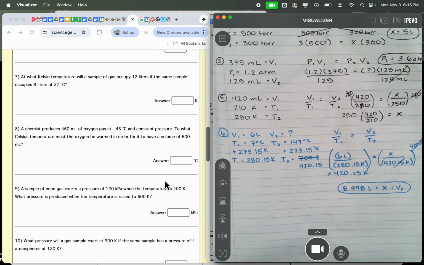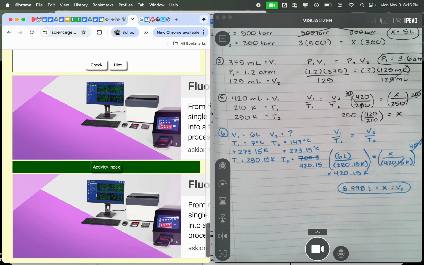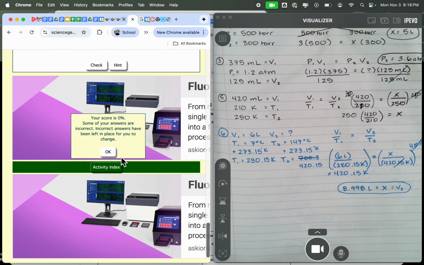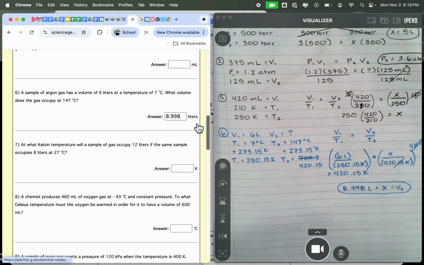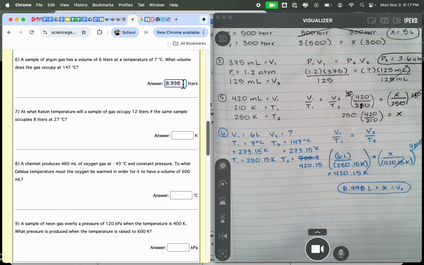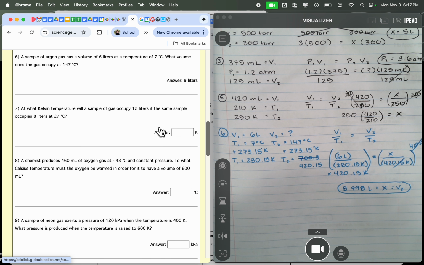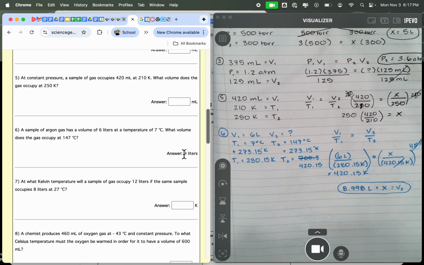And shall we just check our answer here just to be fun? Okay, we decided 8.998, and you don't have to write liters because it's already there. Let's check it. My score is 0%. Did I round wrong? What do you mean my score is 0%? Should I round to 9? Is that what they want? What? Did I make a mistake here? Oh no, I got it right. There we go, 9 liters. Okay, so they just wanted you to round. Whew. It was a scary moment for me.